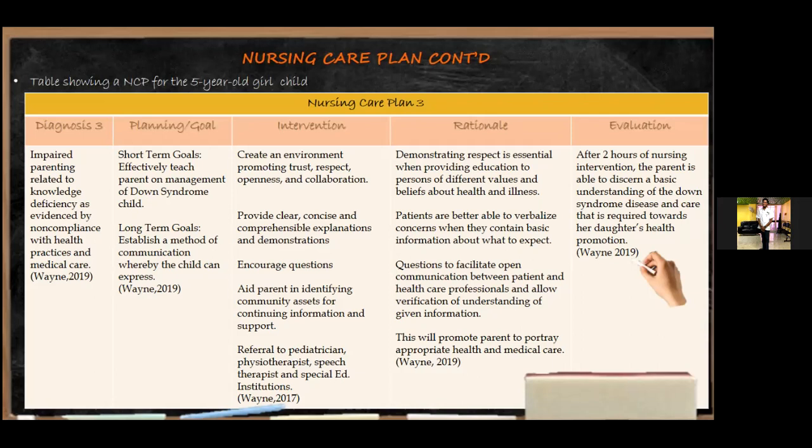Rationale. Demonstrating respect is essential when providing education to persons of different values and beliefs about health and illness. Patients are better able to verbalize concerns when they have basic information about what to expect. Questions facilitate open communication between patients and healthcare professionals and allow verification of understanding of given information. This will promote parents to portray appropriate health and medical care. Finally, evaluation. After 2 hours of nursing intervention, the parent is able to discern a basic understanding of Down syndrome and the care that is required towards her daughter's health promotion.